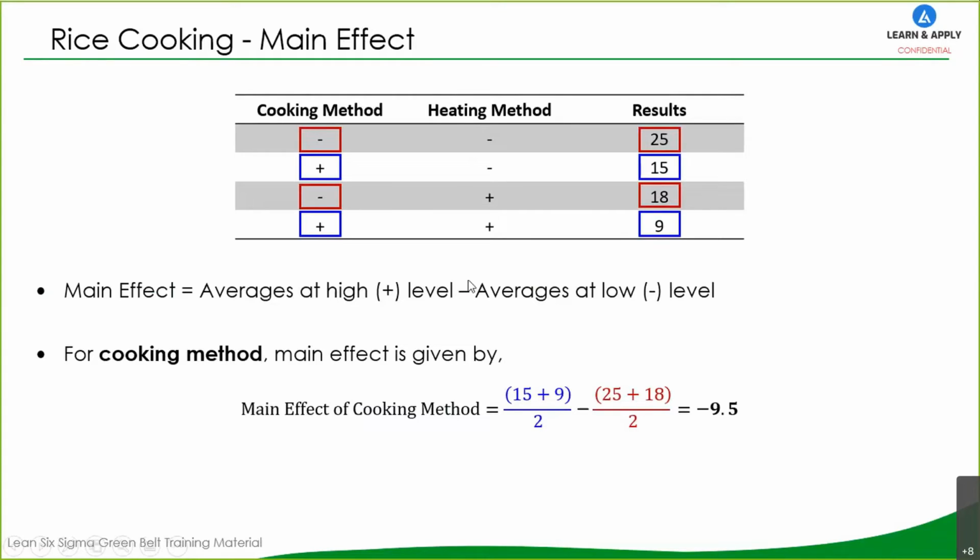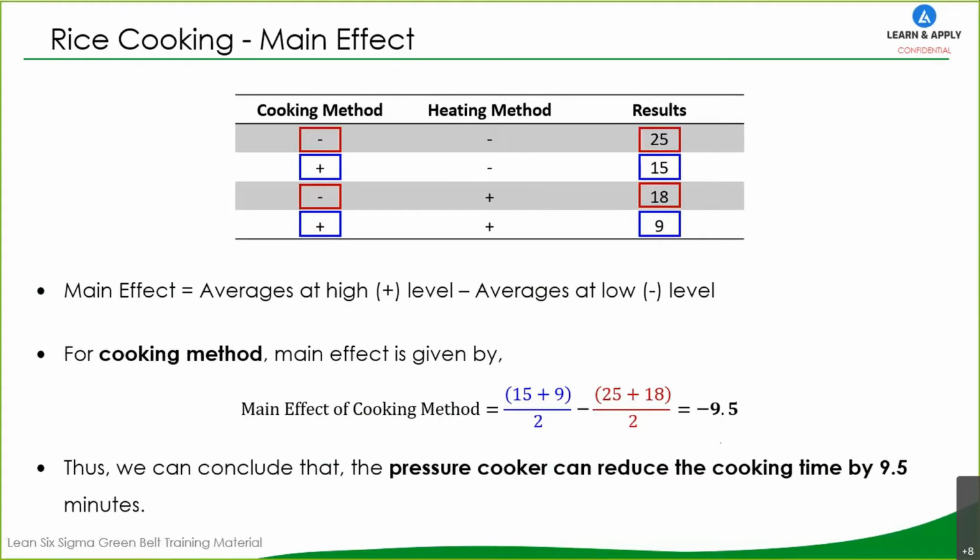average at high level. What's meant by high level? High level means plus. So it will be (15 + 9) divided by 2. So this is the average at high level, minus average at low level. So what is it? (25 + 18) divided by 2. If you do the calculation, you will be getting minus 9.5.